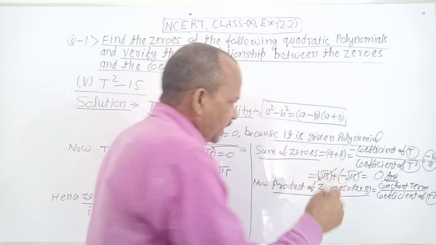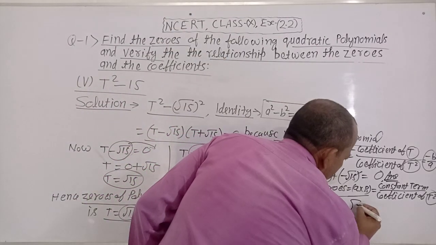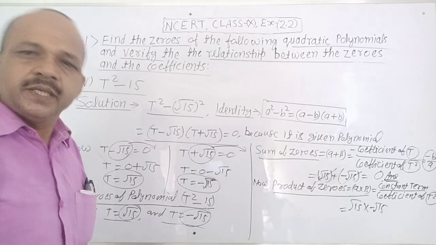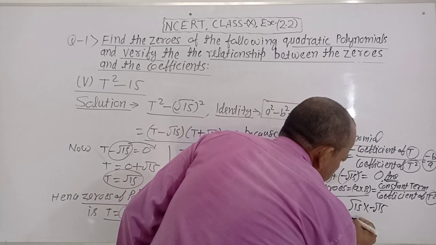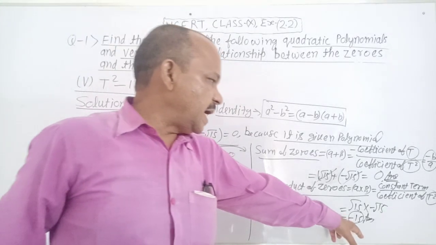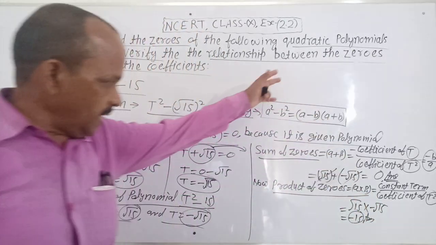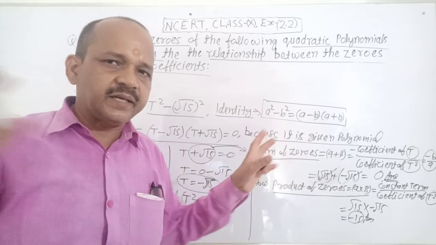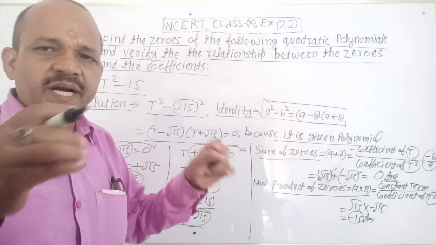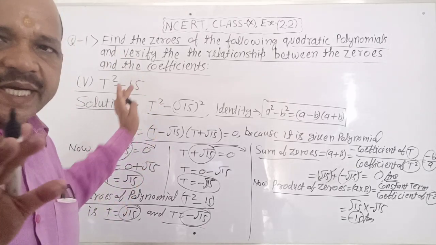It is clear? You can write here alpha means root 15. Root 15 multiply minus root 15. It becomes minus 15. Answer. You find your answer minus 15. It is product of zeros. Relationship between zeros and coefficients are clear. No confusion about it. Very good. It is easy. Clear? You can solve any question by the help of this solution. Solution is clear. No confusion about it.